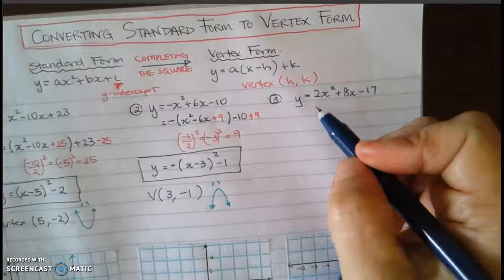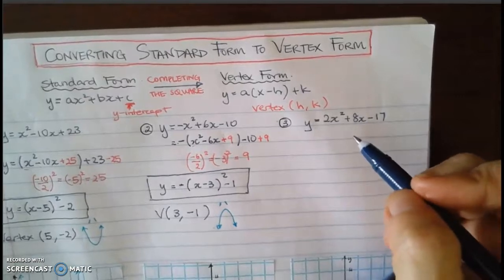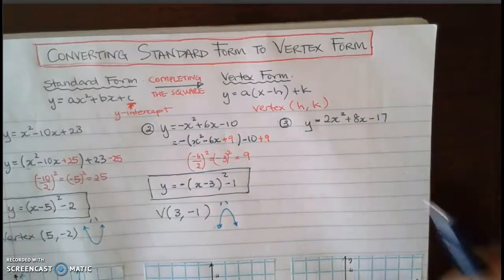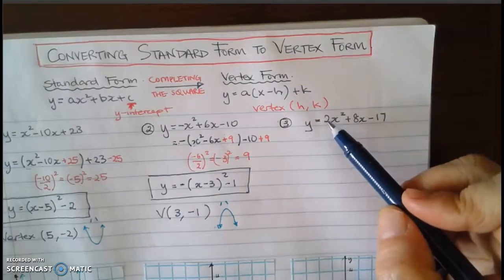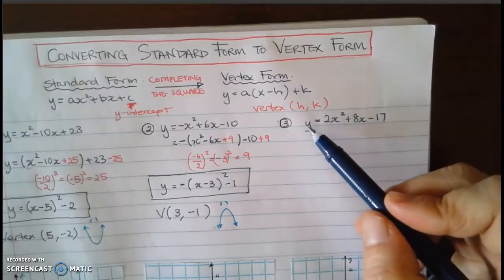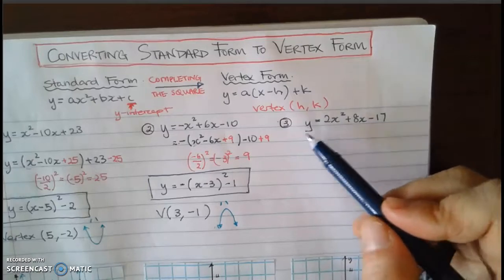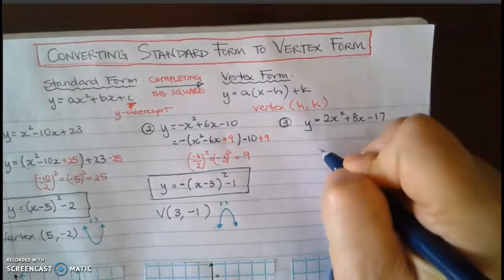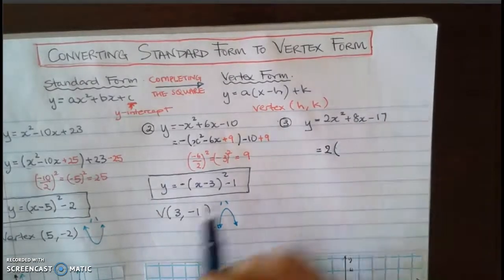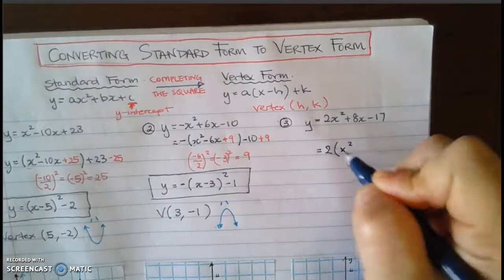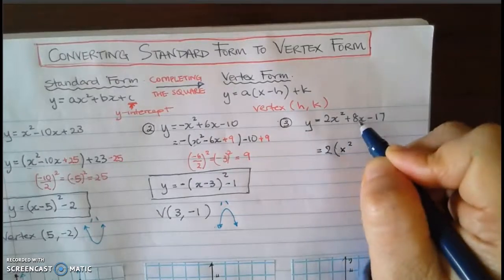I am going to go to the third problem now. y is equal to 2x squared plus 8x minus 17. Just like when we were completing the square when a was not 1, we had to divide by 2. But this time, because y is not 0, if we divide everything by 2, this becomes y divided by 2 on the left-hand side. We don't want that. So instead, we're going to factor out 2, just like we factored out negative 1 here. And that leaves us with x squared here. And then 2 times what is 8x?